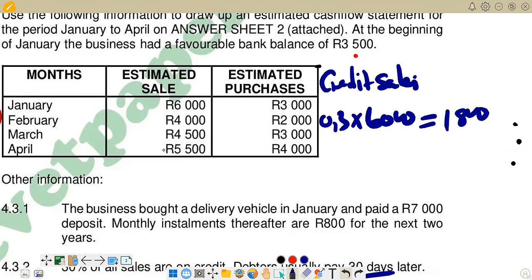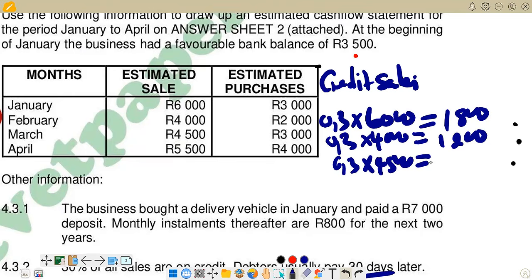Then for March, we are taking the total sales for February. The proportion of credit sales is the one that is going to be received in March. So we take 4,000 and say 0.3 times 4,000. If you calculate that one, you get 1,200. Then we go again to the next one, which is March. These are the ones that are going to be received in April. So we are saying again 0.3 times 4,500.